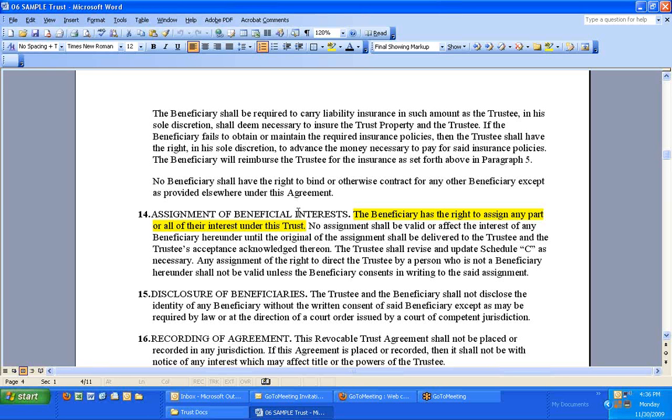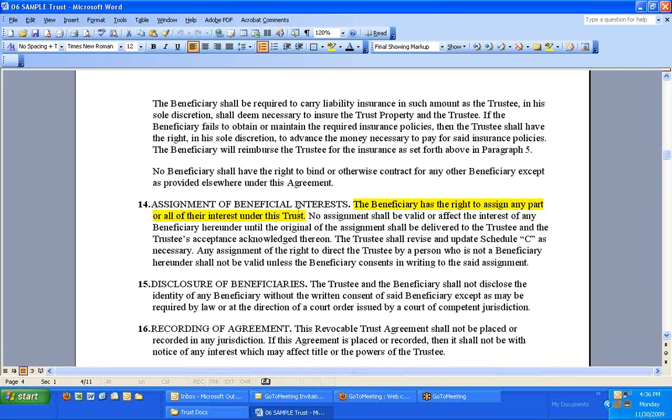So they're assigning a beneficial interest at that point, and it still remains within the trust. Growth Strategy Partners now has the beneficial interest, and the trust can sell the property directly.